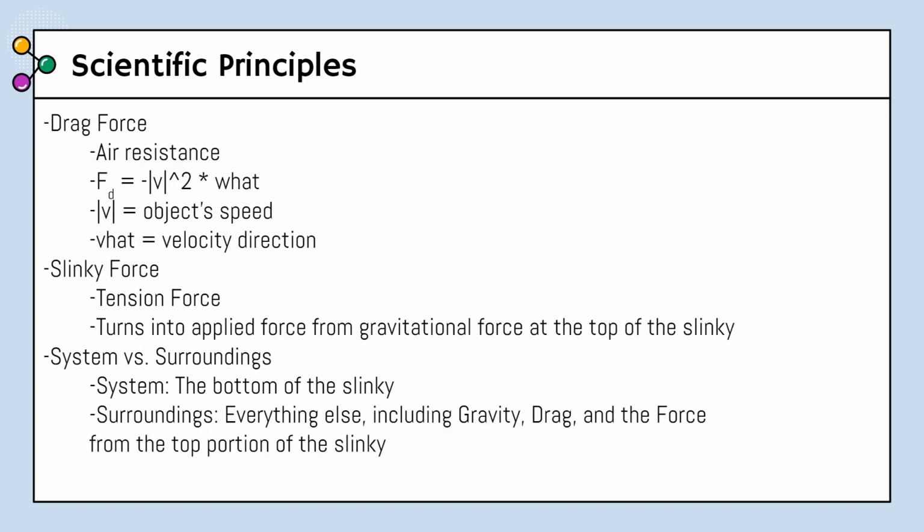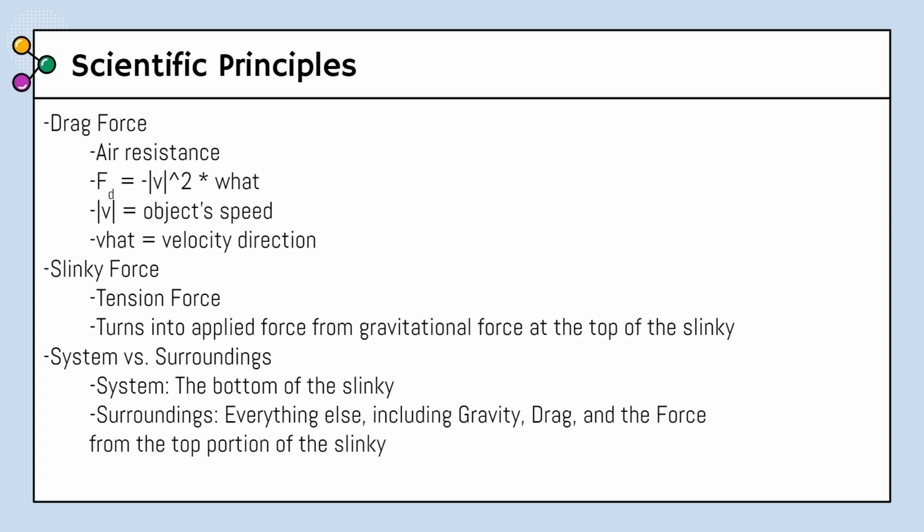Our drag force, otherwise considered our air resistance in this scenario, is equal to negative the magnitude of v squared times v hat. Our magnitude of v is equal to our object speed, and our v hat is equal to our velocity direction.